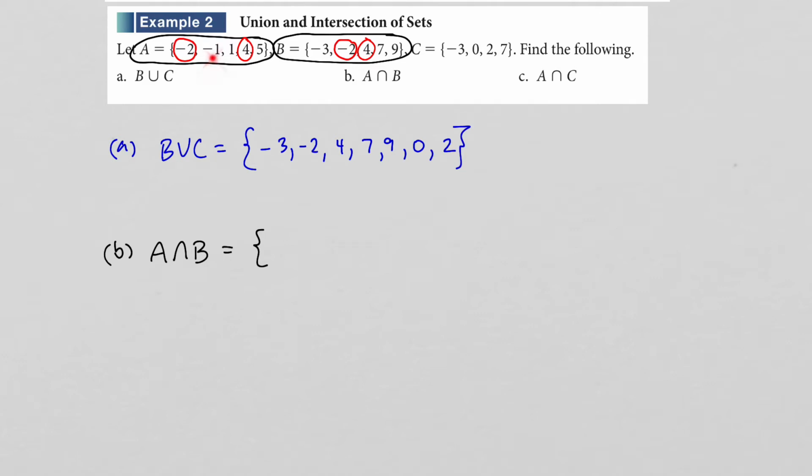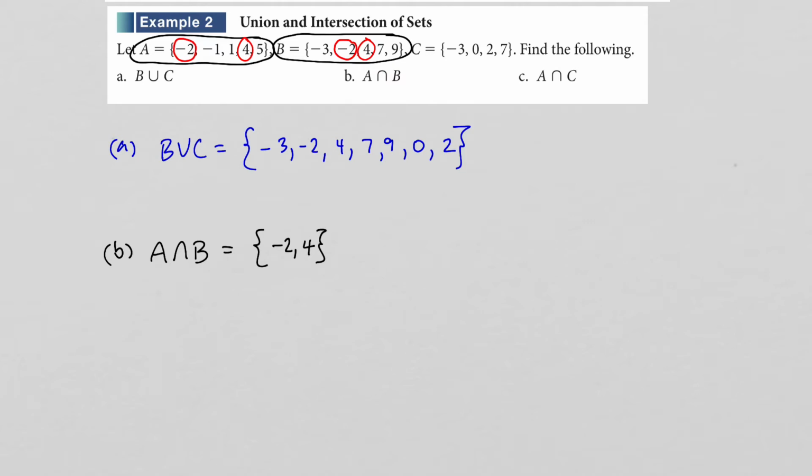The numbers -1, 1, and 5 all belong to A. And the numbers -3, 7, and 9 all belong to B. But none of those numbers are contained in both sets. So the intersection of A and B is -2 and 4.